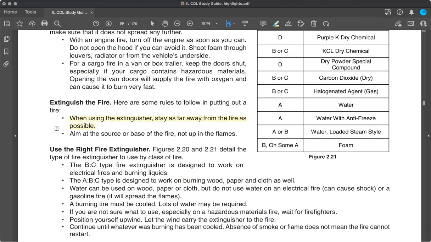So the other bullet point says aim at the source or base of the fire, not up in the flames, and that will help douse the source of the fire. Like at the bottom? Yep. Okay.